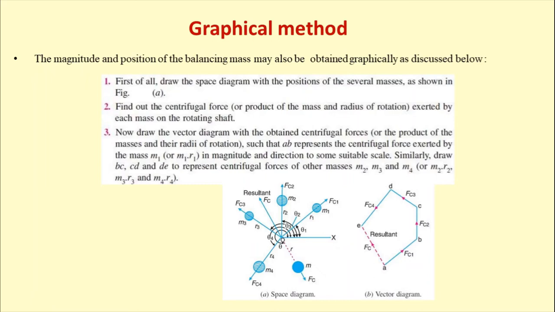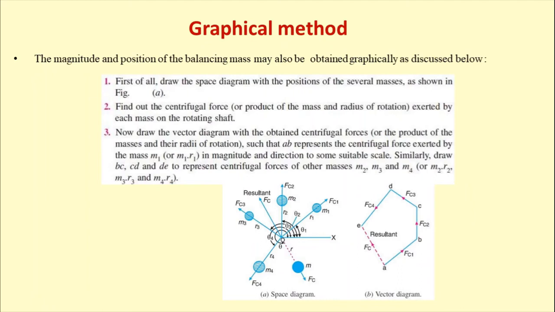Now we have to draw the vector diagram as shown in figure B on the downward right hand side, using the products of the masses and the radii of rotation, such that AB represents the centrifugal force exerted by the mass m1, then BC represents the centrifugal force exerted by the mass M2 and so on. Now how to find out what should be the length, the inclination, etc.